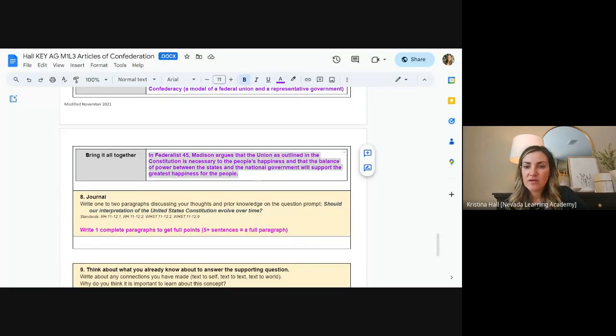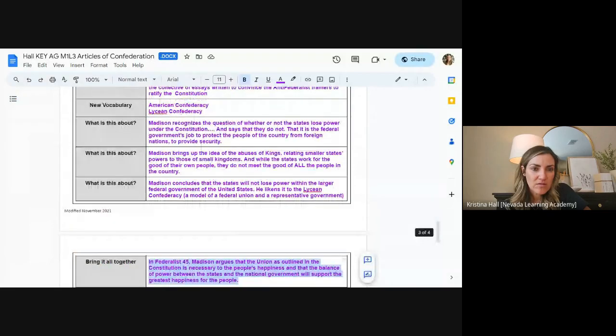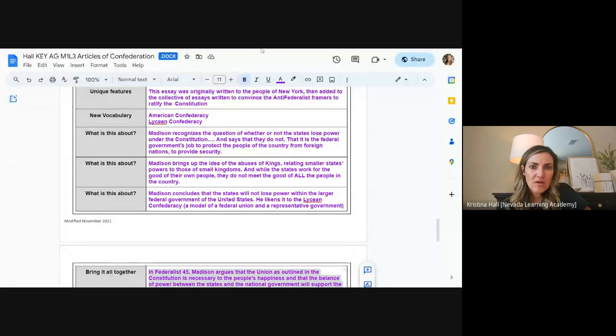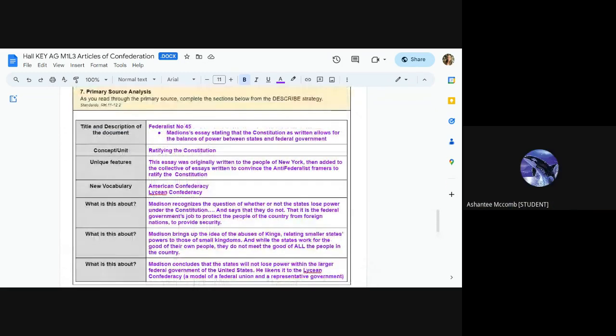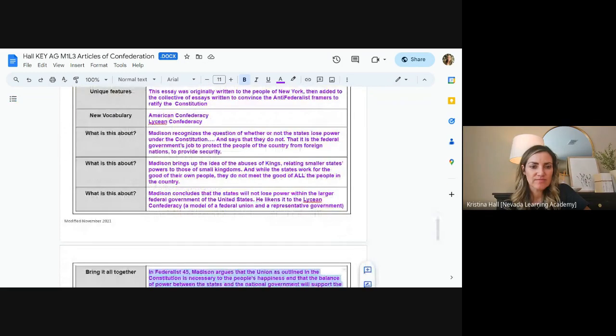So just keep going. And it should be Madison recognizes. So that's the first. What is this about? And then the next one, Madison brings. That's the second. And then Madison concludes. That's the third. And then the last one in the Federalist 45, that's bring it all together. Thank you. Okay. All right. Yeah, sorry, I guess I put the first one in there too many times.